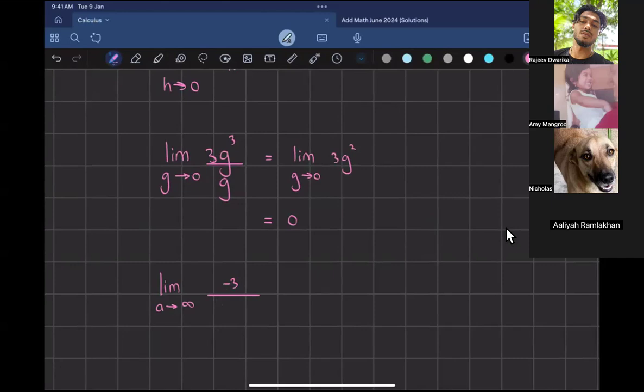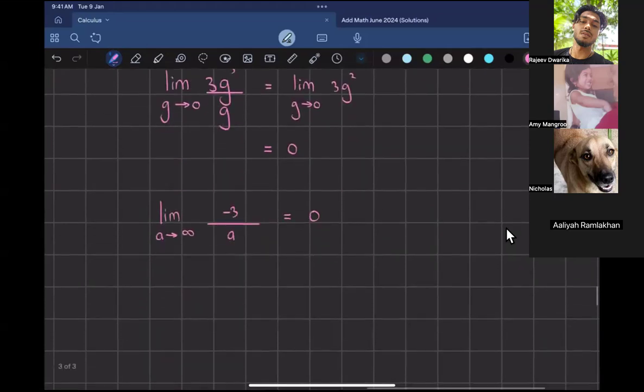Yeah, Leah. Tell me. How would this be? It'll be zero, because minus 3 over infinity, the fraction is so small. It's so small, it could just say it's infinity, right?